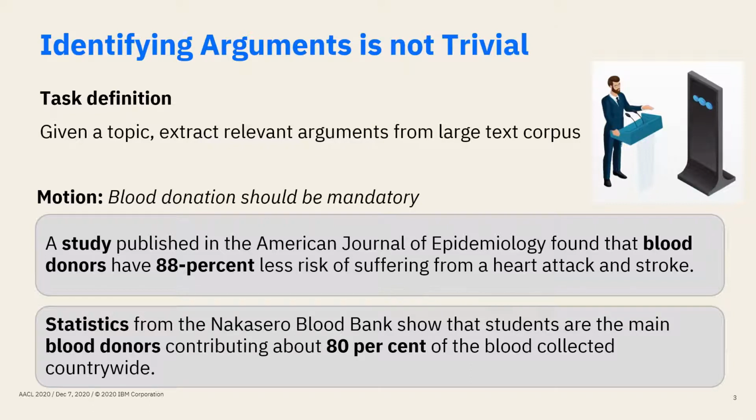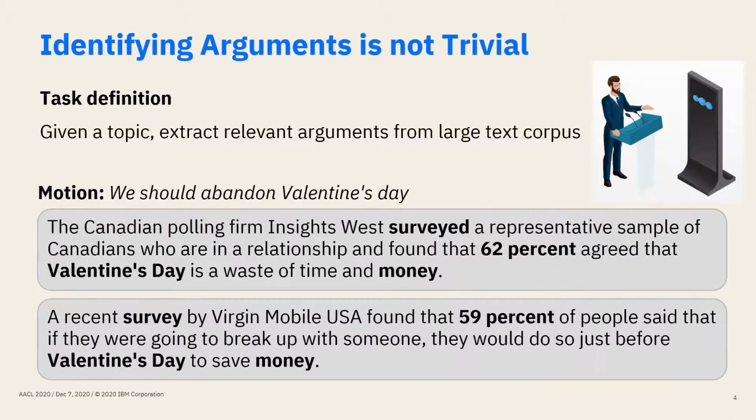But while the first sentence discusses the health benefits of blood donation, the second just mentions the high rate of students among blood donors. So despite their similar vocabulary, only the first sentence is argumentative, while the stance of the second sentence towards the topic is unclear, and we therefore would like the argument mining component to detect the first sentence and filter out the second.